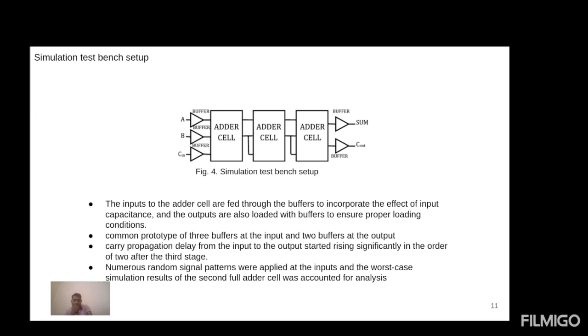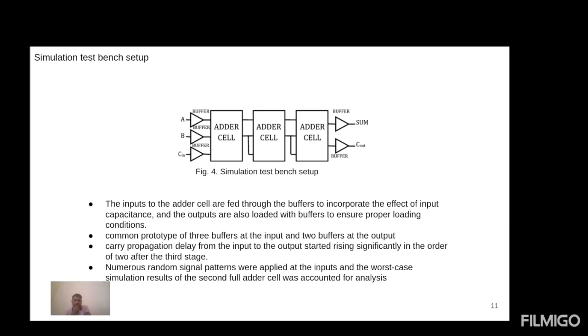In the simulation test bench setup, we can see that buffers are added in the input stage and output stage, and there are three adder cell stages. Buffers are added to minimize the worst propagation delay. The inputs to the adder cells are fed through the buffers to incorporate the effect of input capacitance, and outputs are also loaded with buffers to ensure proper loading conditions.